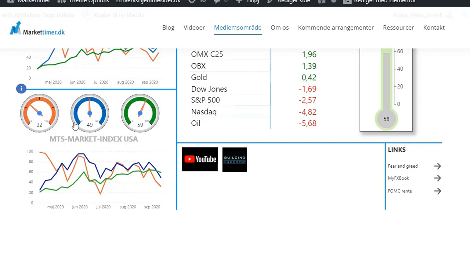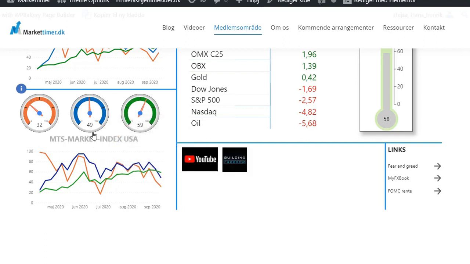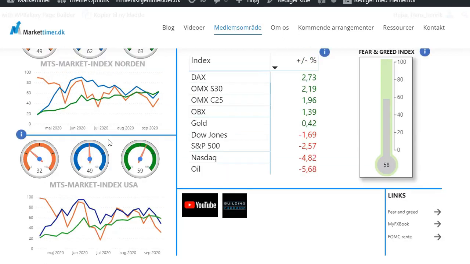So what I'm looking at is actually the middle one here, and we can see that it has been dropping in the United States. I am not too comfortable investing in the market when that is below 50. We update this once per week. If it drops further down, I'll probably stay off investing in new stocks in the US market until I can see that we have an uptrend again.